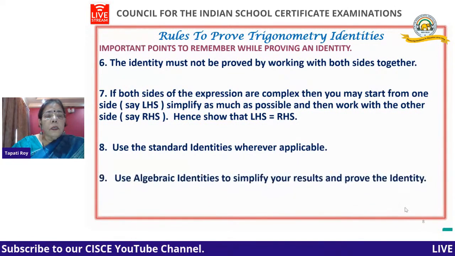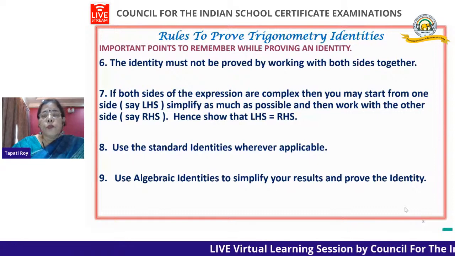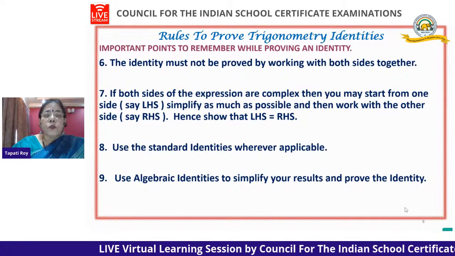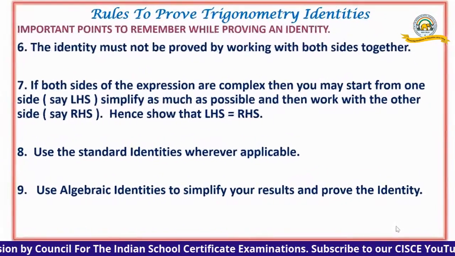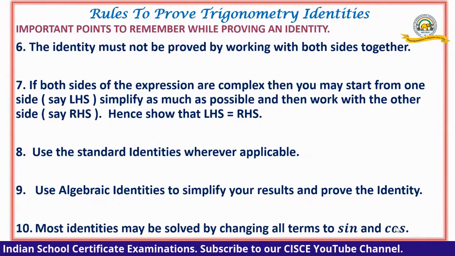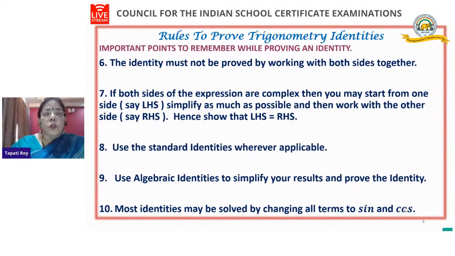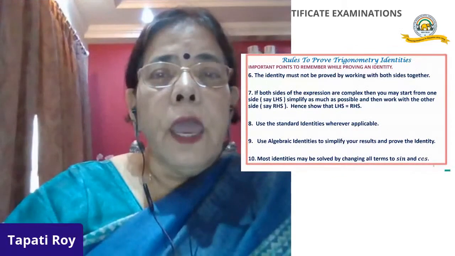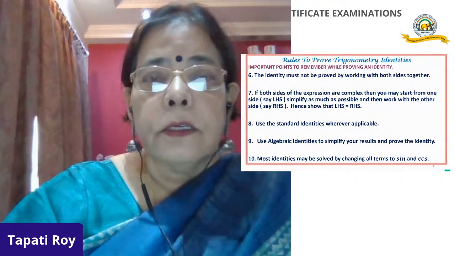Next, use algebraic identities to simplify your result and prove the identity. You can use your algebraic identities also to prove them. You will find out as we go on doing the sums. And the last point here, most identities may be solved by changing all terms to sine and cos. So you can always solve your sums by using sine and cos. I hope the points are clear, and let us see how we follow these points to prove the identities.